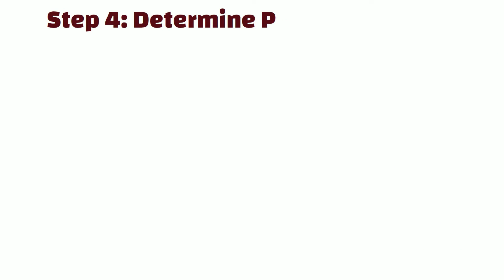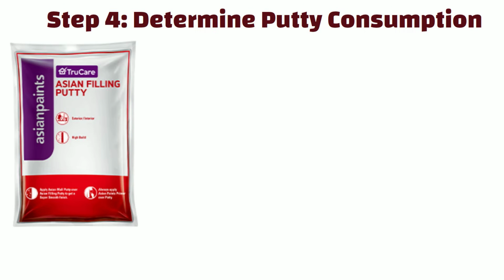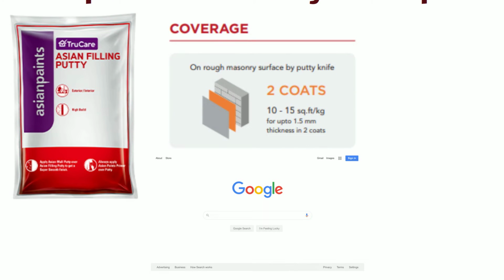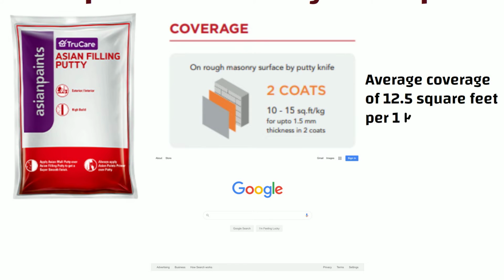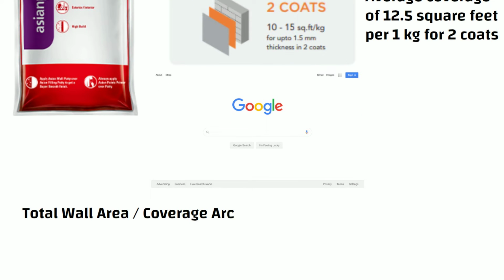Now step 4. Determine putty consumption. For Asian True Care putty, the consumption says 1 kg can cover 10 to 15 square feet for 2 coats. You can Google the data sheet for its consumption details. Let us take the average coverage of 12.5 square feet per 1 kg for 2 coats. Divide the total area, that is 458 square feet, by the coverage area, that is 12.5 square feet, to get the putty requirement, which comes to 36.64 kg.